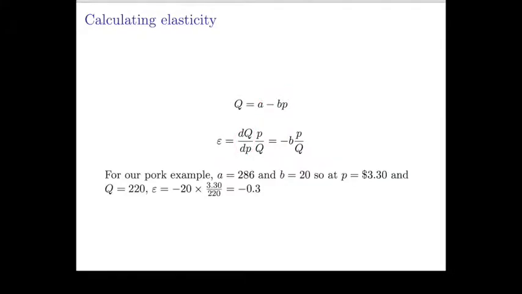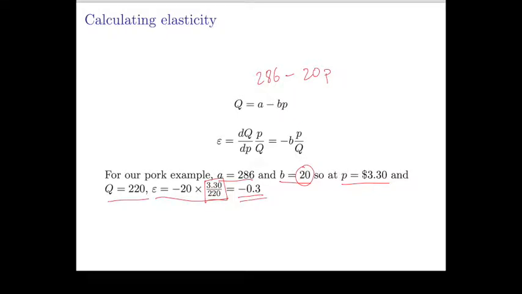If we go back to the example that we had looked at earlier, for pork, the expression for demand was 286 minus 20 times P. So in that case, A would be 286, B would be 20. So at the price P of $3.30 and quantity Q of 220, elasticity would be minus 20, which is minus B, times P over Q, 3.3 divided by 220. So we get elasticity of minus 0.3.